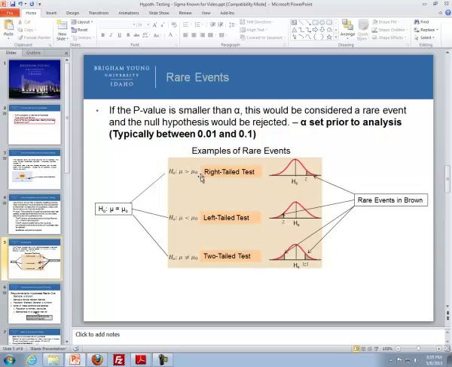If we're doing a right-sided test or a right-tailed test, if we get a sample mean that's out here, that would be considered a rare event. If we do a left-sided or left-tailed test, if we get a sample mean out here, that would be considered a rare event. And if we're doing a two-tailed test, if we get a result on either side, in the brown area here, then that would also be considered a rare event.